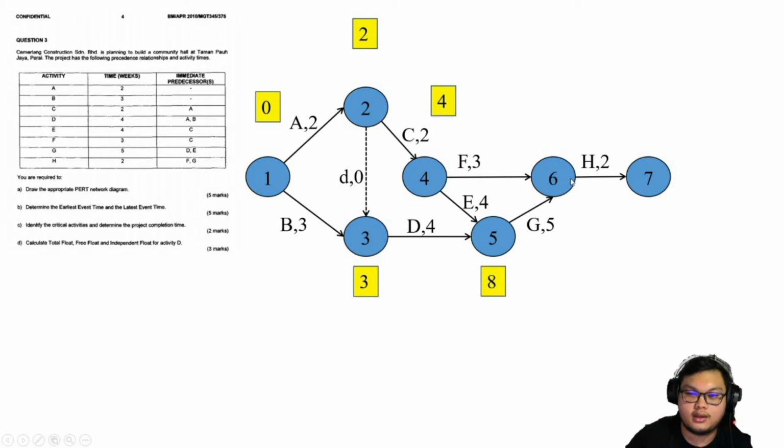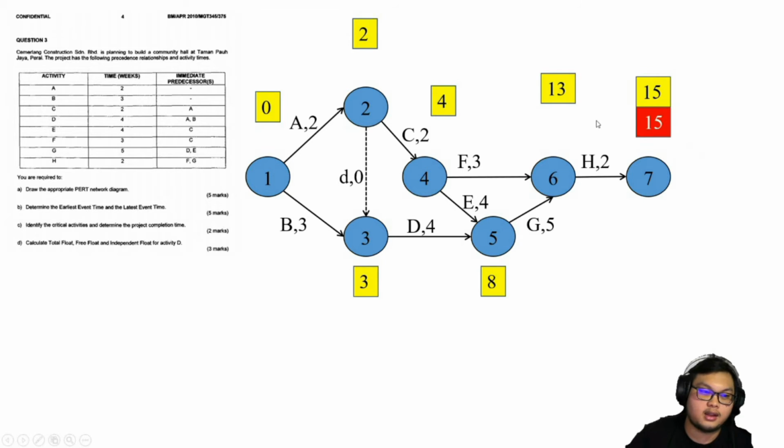To determine this event's EET, we must add 4 plus 3 equal to 7, and 8 plus 5 equal to 13. So we take the larger one. So we have 13 here. And then 13 plus 2 is 15. Okay, the EET we have is 15, the completion time.